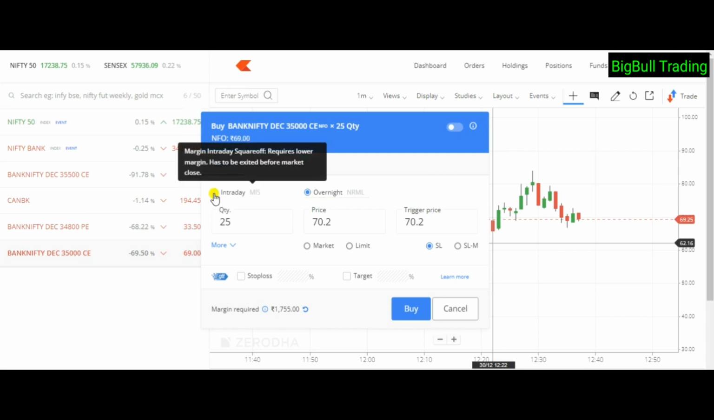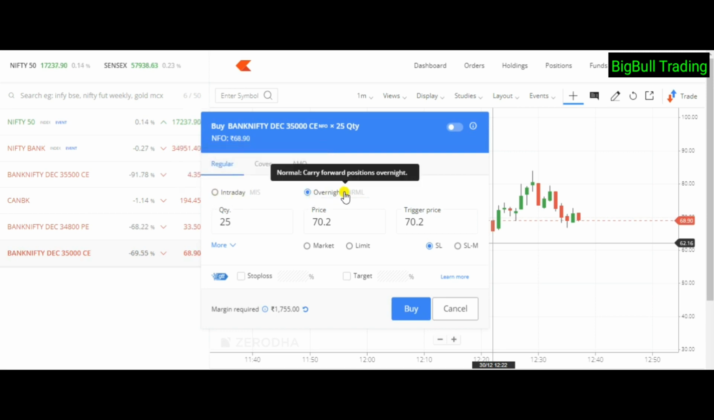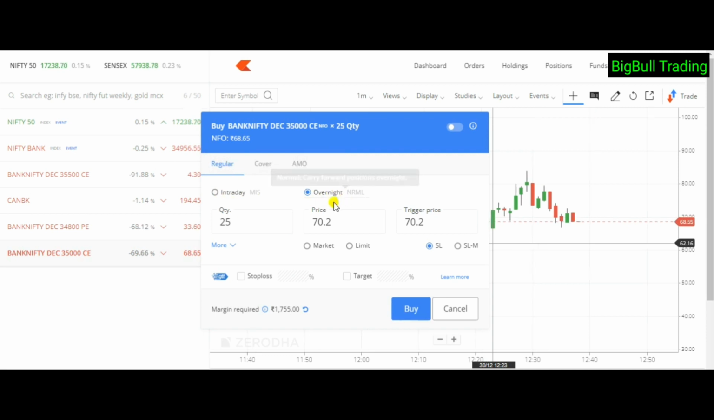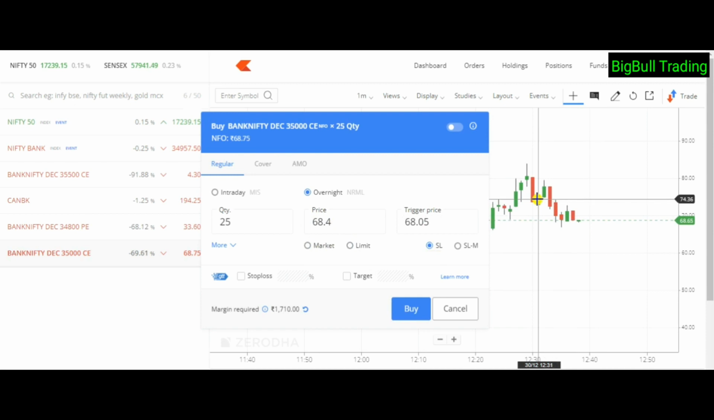If you select this intraday option, you will not get the normal options. After you select the normal option, you have to select the quantity. For example, you can see here already 25 is one lot. Then, at what price you want to buy, you can put it. If you want to buy at market, you can put market. If you want to buy at limit, you can buy at limit. Or if you want to buy with stop loss limit, for example, above a certain price only, that also you can put.